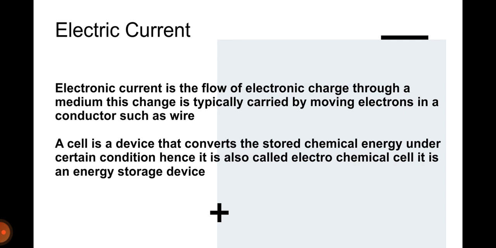Next comes a cell. A cell is a device which converts chemical energy, and also the cell is a storing device. For example, any chemicals will be stored in a cell. Usually we call another name for the cell: an energy storing device.